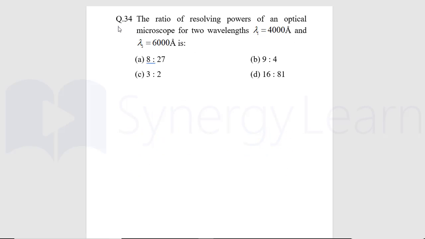In question number 34, it says the ratio of resolving power of an optical microscope for two wavelengths 4000 and 6000. Resolving power is proportional to 1 by lambda, because from the diffraction pattern we see that the diffraction pattern has central maxima of width 2d lambda by d. Wider will be the diffraction pattern, then lesser will be the resolving power.